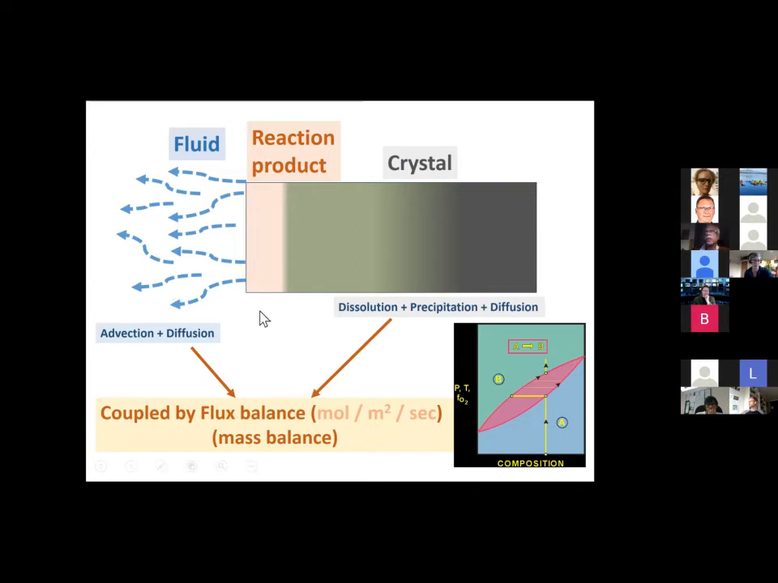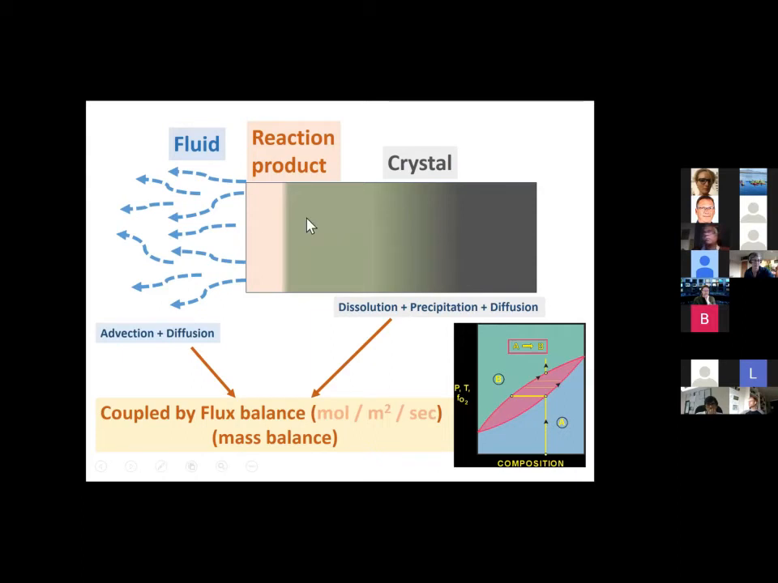So if you have a very general situation, you have a crystal that's interacting with the fluid. You have fluid flow, where you have advection and diffusion in the fluid. In the crystal, you have dissolution, precipitation, and diffusion. That's all the processes that can go on. And you're producing a reaction product by growth or dissolution or whatever.